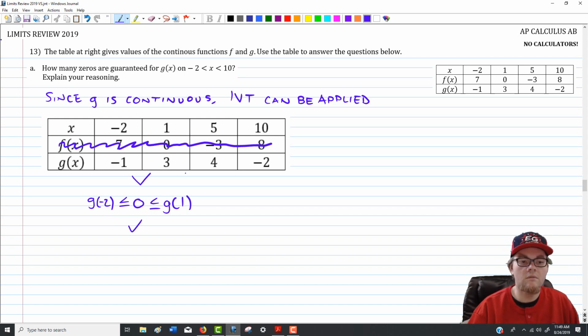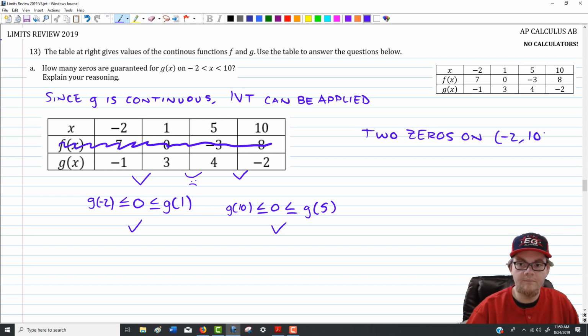On the next interval, there's not. If we're moving from 3 to 4, we don't guarantee there's a 0 in there. Of course there could be, but we're not guaranteed one, and so we don't get anything out of there. But on the last interval, from 5 to 10, we can see that g of 10, being -2, is less than or equal to 0, which is less than or equal to g of 5. So basically we have two zeros guaranteed. So 2 zeros are guaranteed for this function on -2 to 10. And as far as our reasoning, we could use the intermediate value theorem.